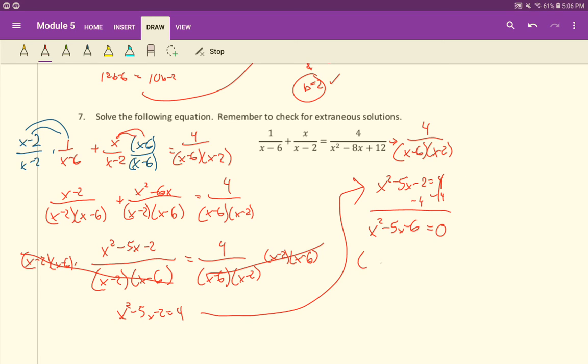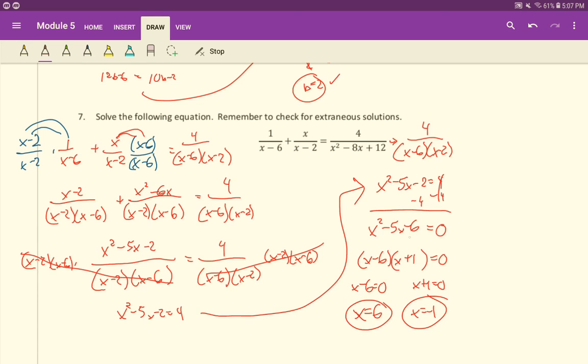Okay, so we need two numbers that multiply to make negative 6 but add to make negative 5. What would those be? Pause the video and figure it out. It's going to be x minus 6 and x plus 1. Okay, set each of those equal to 0 and solve. x equals 6, x equals negative 1.